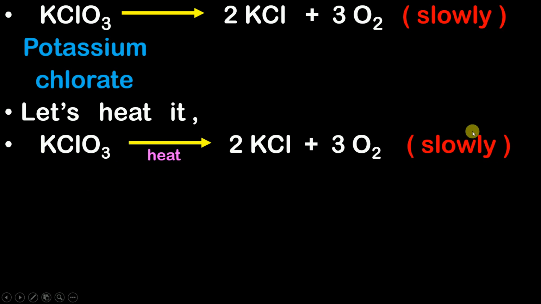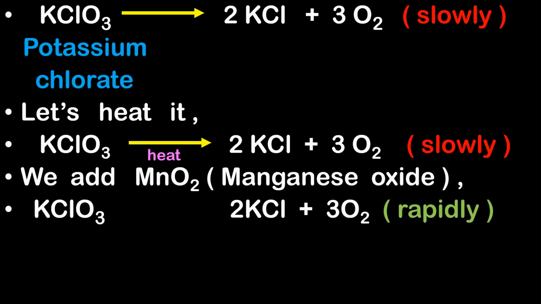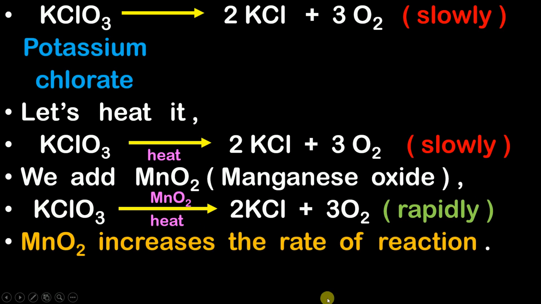Now, what we do is that we add MnO2, that is manganese oxide. Now, as soon as we add manganese oxide, what we observe is that KClO3 decomposes rapidly. So guys, can I say that MnO2 increases the rate of the reaction? Now what is the meaning of rate of the reaction? Rate of the reaction tells us how quickly the reactants get converted into products.